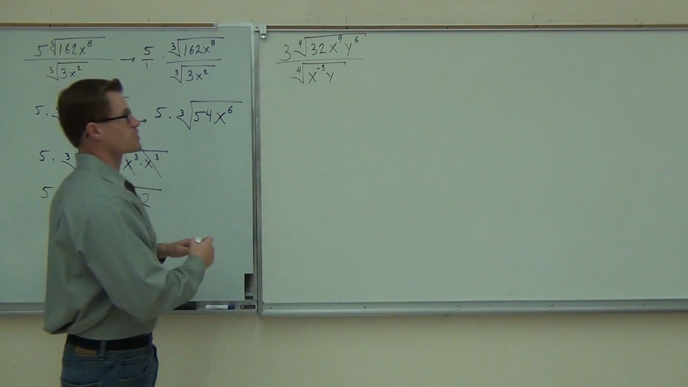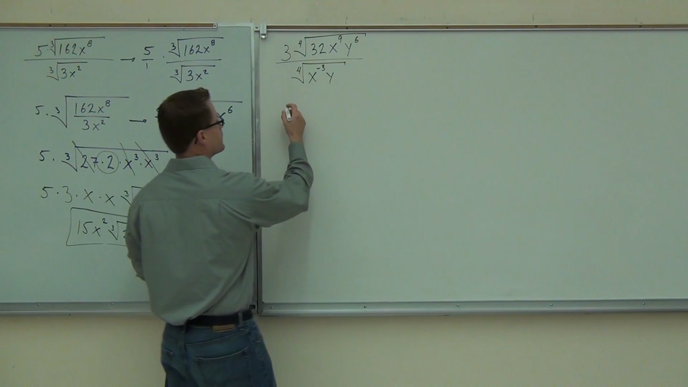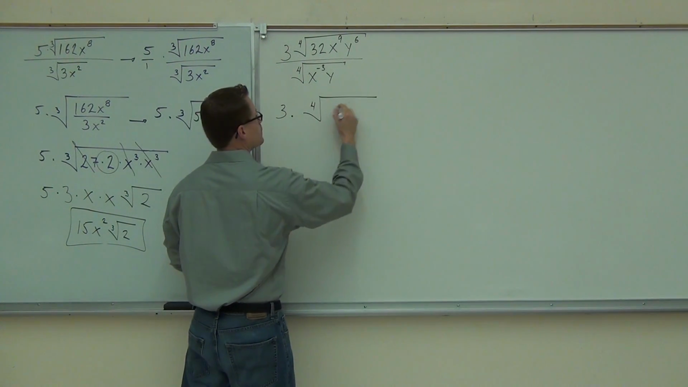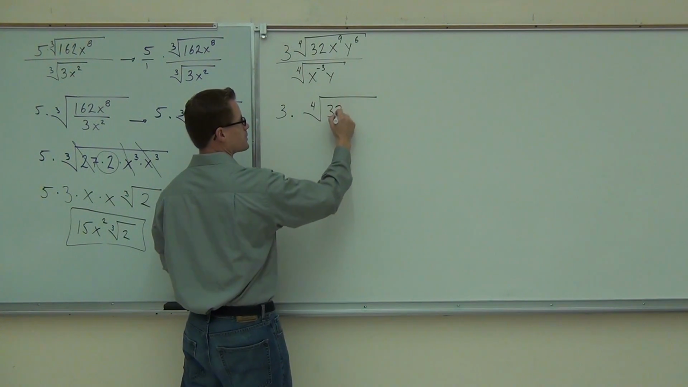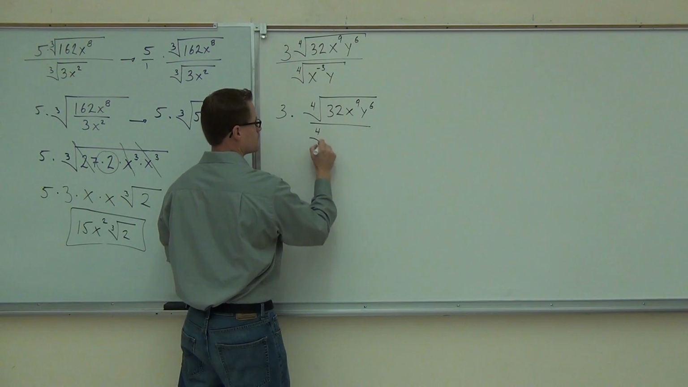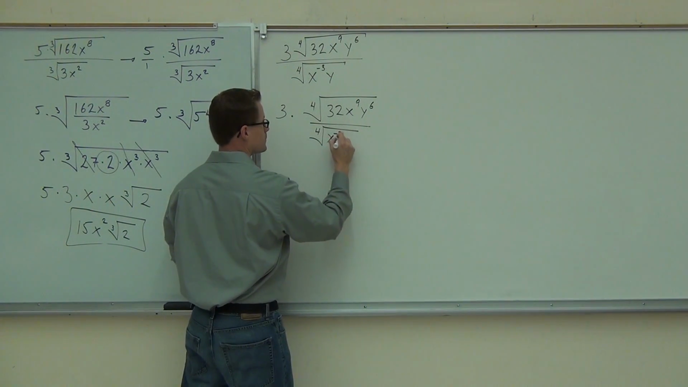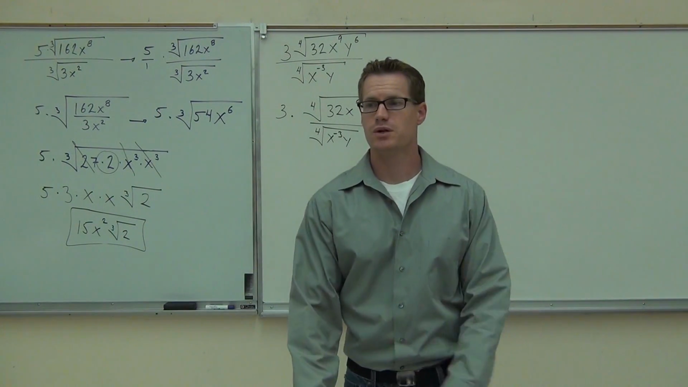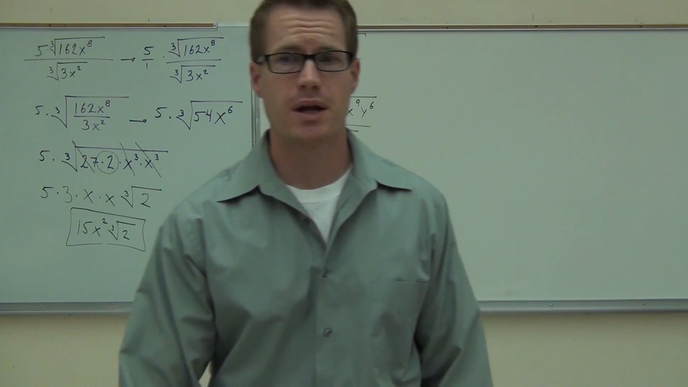Let's do the same thing here. So I'm going to start off the same exact way and have a 3 times the 4th root of all this junk. Okay, that's the first step. I gave you the first one. Now, can you please tell me the next step? What would I do now?